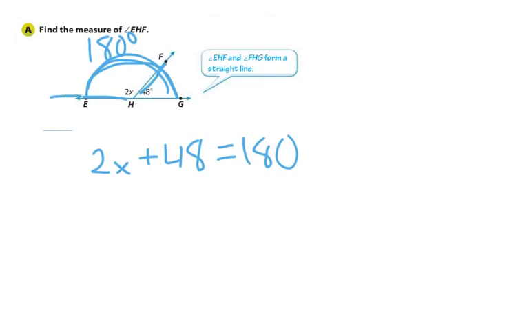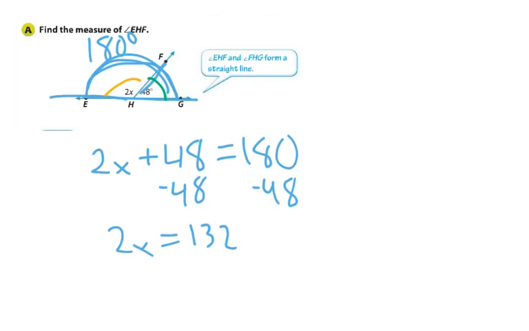You have to first of all identify, what am I looking for? What's my possible angle sum going to be? Then you just have to realize this angle plus that angle has to equal 180. And so then it just becomes a solving equation game. Subtract 48 from both sides. 2x equals 132. Divide by 2. X equals 66.